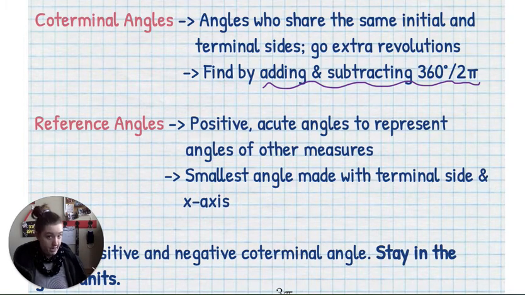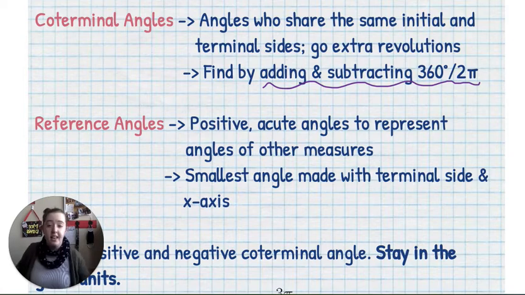If you are given radians, you need to stay in radians. Cool. Then there are reference angles. Reference angles are positive acute angles that represent angles of other measures. It's the smallest angle made with the terminal side and the x-axis.